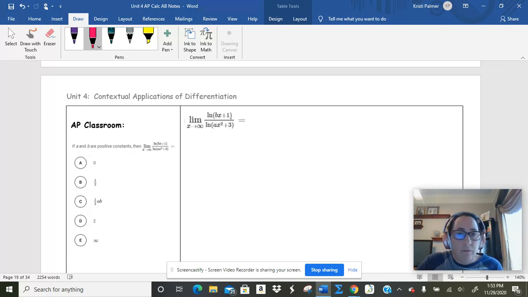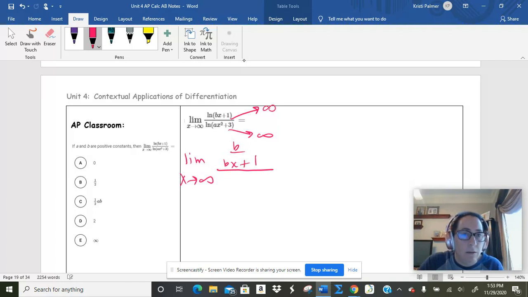So as I go to infinity, ln is going to go to infinity, ln is going to go to infinity. So I'm going to L'Hopital. They're growing with both ln's, so this one's harder to see. So derivative of the inside over the inside, derivative of the inside over the inside.